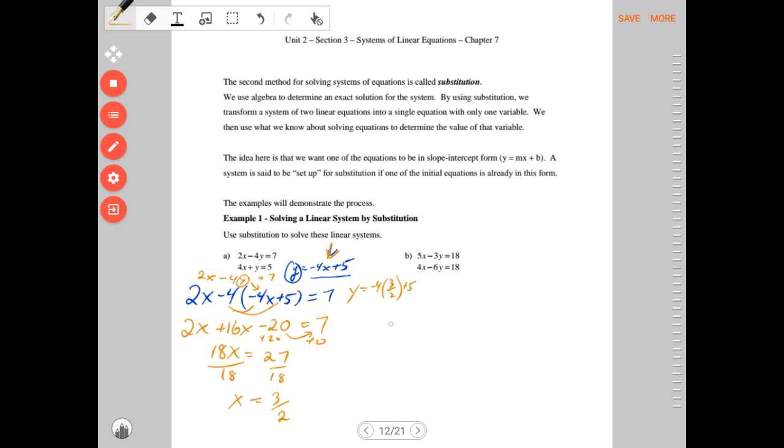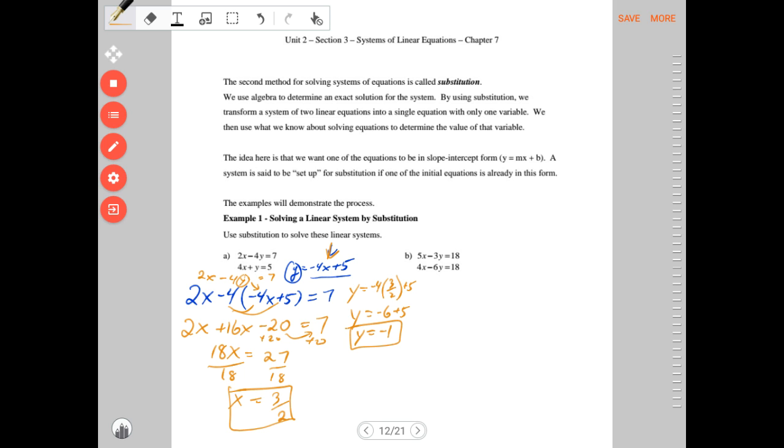Plus 5. Okay, so let's see, -4, so that's 12. So this is y equals -6 plus 5, so y equals -1. So then our solution is x equals 3/2 and y equals -1.